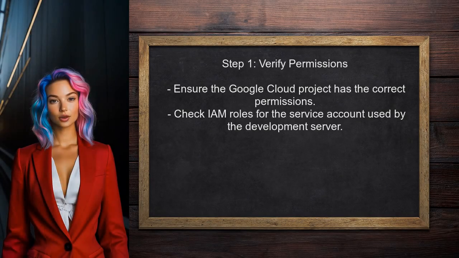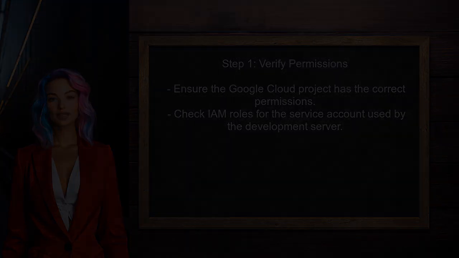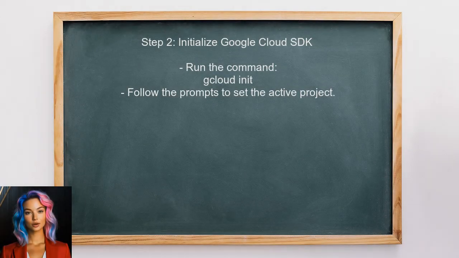To begin resolving the user's issue, we need to ensure that the development server is correctly configured to access Google Cloud Storage. First, the user should verify that they have the correct permissions set up for their Google Cloud project. Next, the user should confirm that the Google Cloud SDK is properly initialized. This can be done by running the command gcloud init in the Cloud Shell to set the active project.